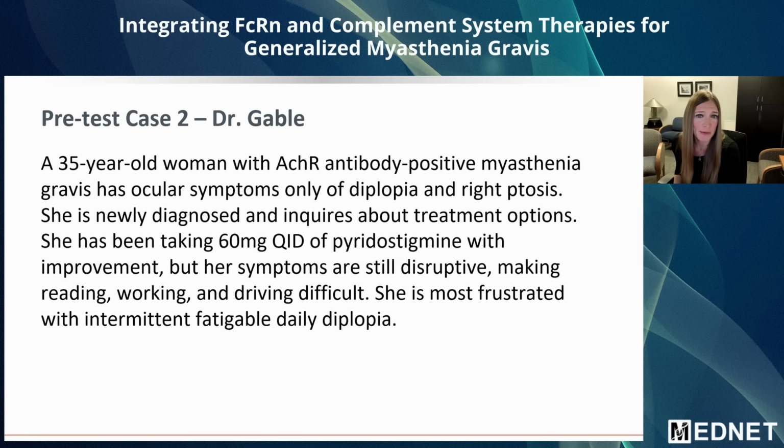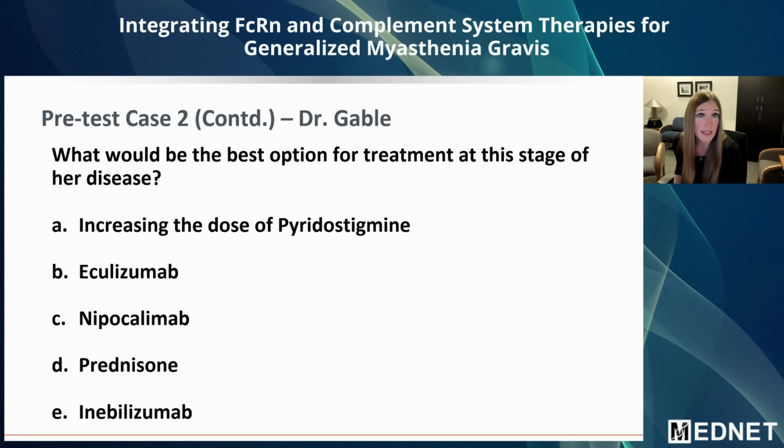She has had some response and improvement, but symptoms are still ongoing, still disruptive to day-to-day life, making reading, working, and driving very difficult. She's most frustrated with intermittent, fatigable daily diplopia. At this point, what would be the best option for treatment at this stage? Just bumping up the dose of pyridostigmine, bringing in eculizumab, nipocalimab, prednisone, or inebilizumab. We'll give you a half a minute or so to answer, and then we'll circle back around at the end and see what you think.